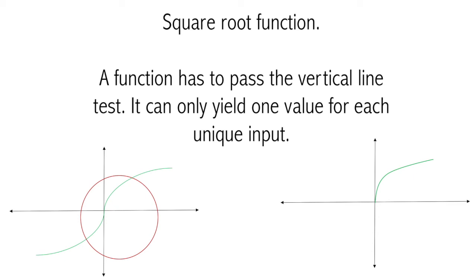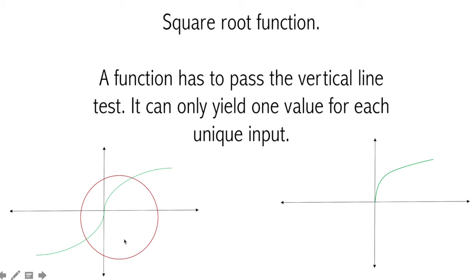Now, in terms of the square root function, this is just something I wanted to talk about. I think it's important that we actually understand what a function is. A function is something that will pass the vertical line test, which means if I draw a vertical line, it will not cut the graph more than once. That's why a circle is not a function, because if I draw a vertical line, it's cutting it at this point and at this point. It is not a function.